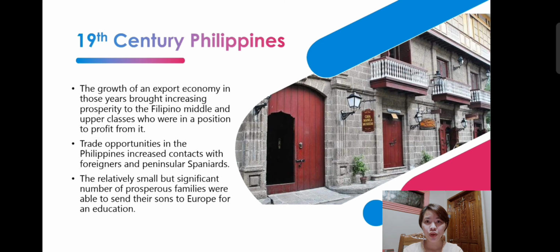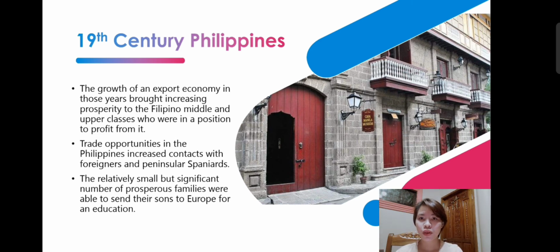A relatively small class of Spaniards, mestizos, and some of the old native aristocracy appear to have helped themselves to the economic feast, leaving only crumbs for the common people. Trade opportunities in the Philippines increased contacts with foreigners and peninsular Spaniards. The relatively small but significant number of prosperous families were able to send their sons to Europe for an education, further rupturing the isolation that had cut the Philippines off from the rest of the world.